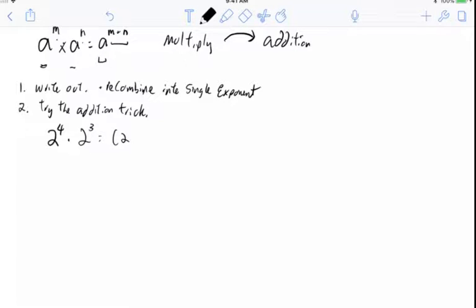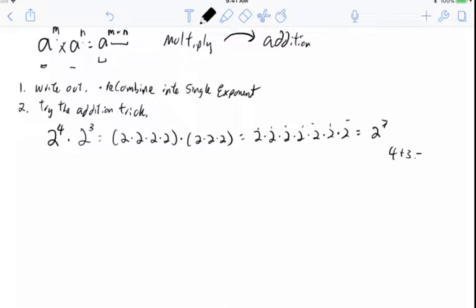2 times 2 times 2 times 2 times 2 times 2 times 2. Get rid of the parentheses. 2 times 2 times 2 times 2 times 2 times 2 times 2. Count them up. Re-express them as a single one. There's 1, 2, 3, 4, 5, 6, 7. And then confirm. 4 plus 3 is equal to 7. Okay. So I want you to try these yourselves.